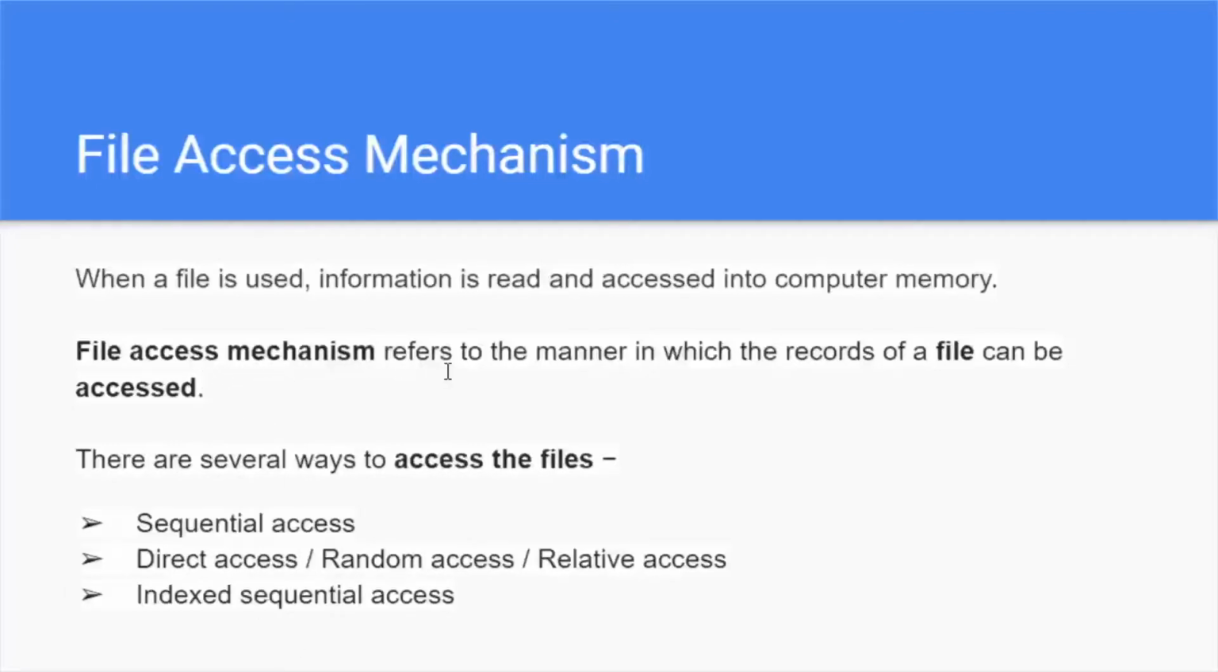File access mechanism refers to the manner in which the records of a file can be accessed. The information in the file can be accessed in several ways. Some systems provide only one of these three accesses, and other systems support many access methods. So there are three types of access methods. First one is sequential access. Second, direct access, which is also known as random access or relative access. And the third one is indexed sequential access. We'll go through each one of them one by one.